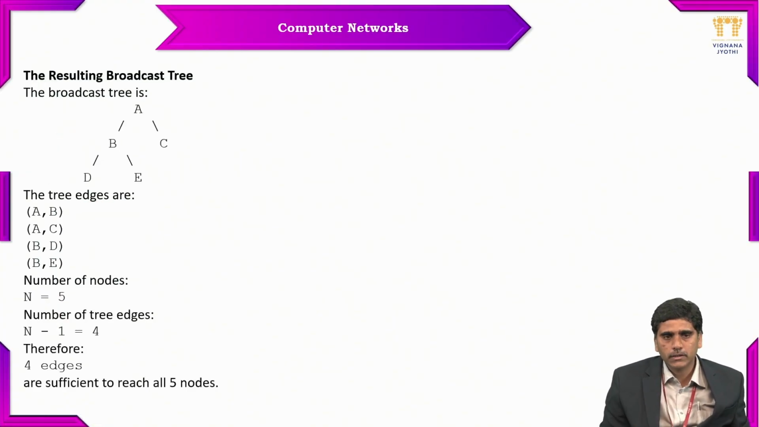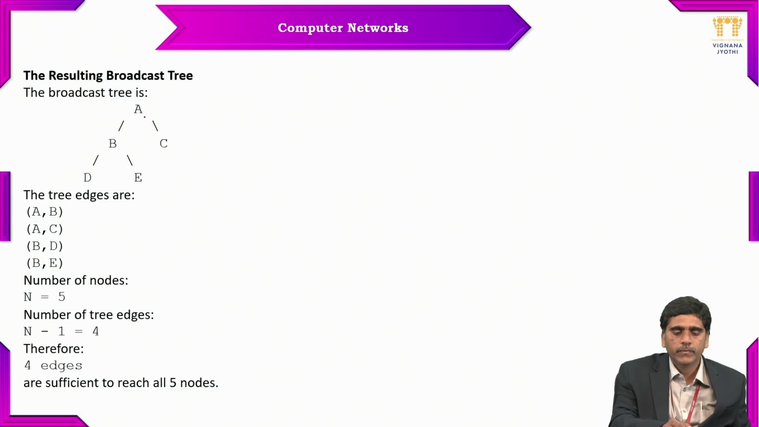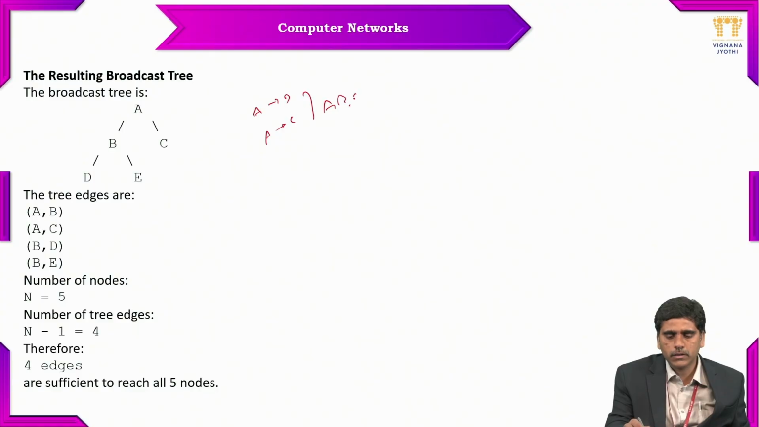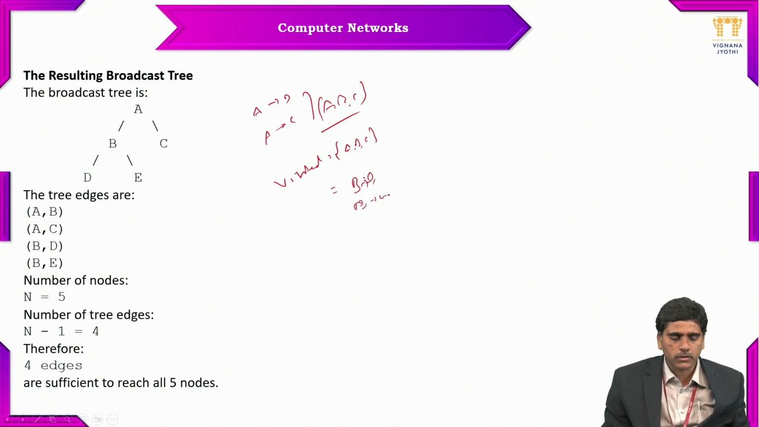The resulting broadcasting tree is what? A to B, A to C. So A to B is 1, A to C is 1. That means A, B, C are visited. Next, from B to D as well as B to E are also visited. So now a total of 5 nodes are visited.